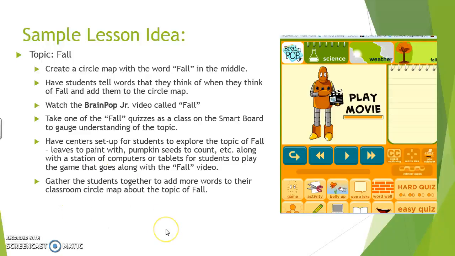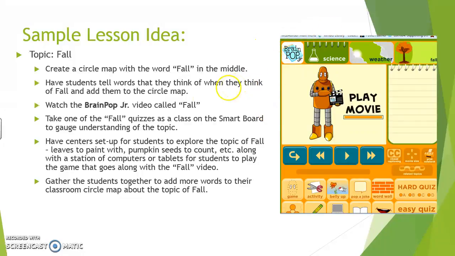Here I made a sample lesson idea to help see the start process and finish process and how to integrate BrainPop into that lesson. A lesson that we have coming up is about fall. We have a circle map with the word fall in the middle, and I'm going to have students tell me what they know, what they think of when they think of the word fall, and have that filled into the circle map. We're then going to watch the video about fall.